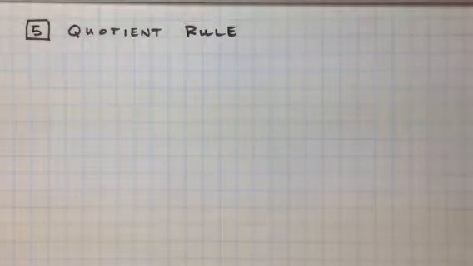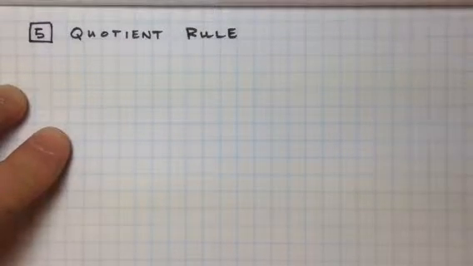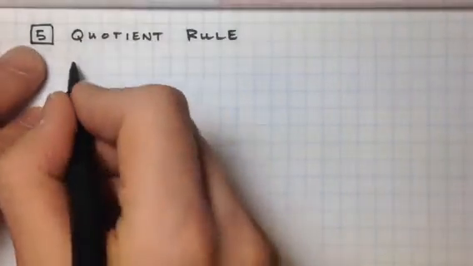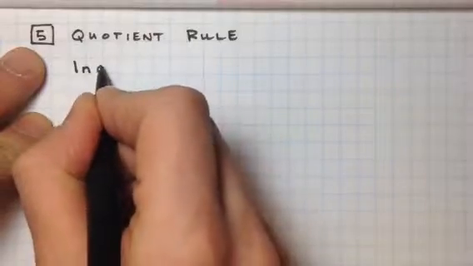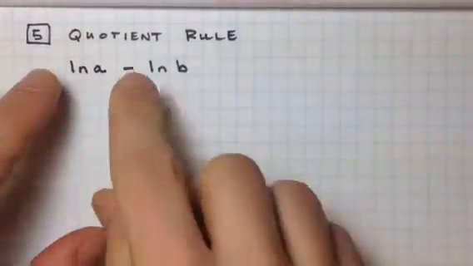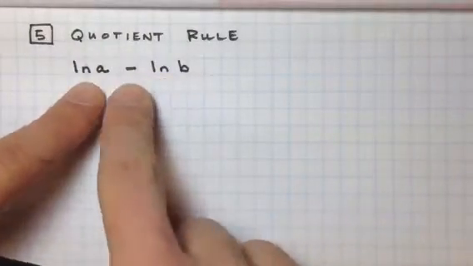You're listening to video 2 of the 6364 lesson for Calc AB. And we're now going to look at the quotient rule. We start with this idea. Suppose we have two natural logs and we're subtracting them.